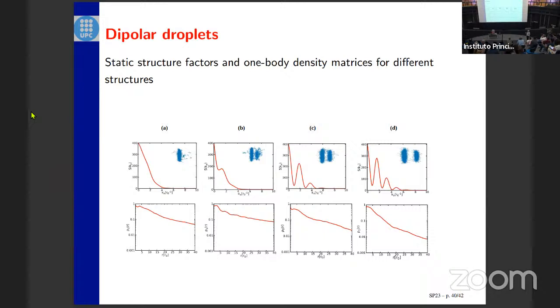But in that case, you are right. I need to put the short range part, otherwise it collapses. Thank you.